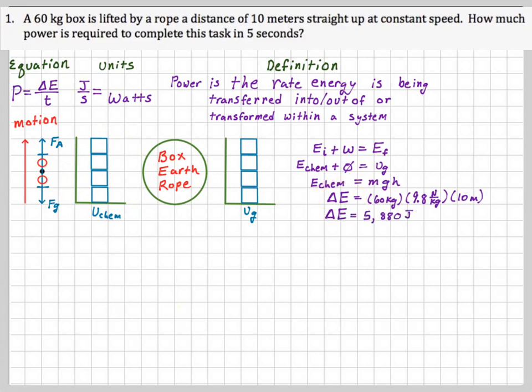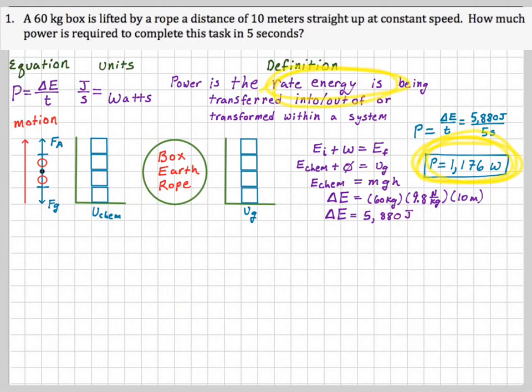Our change in energy, our transformation of energy, is 5,880 joules. We can jump into our power equation, which is change in energy over time. So 5,880 joules over 5 seconds gives us 1,176 watts. So every second, this means it's a rate. Remember, it's a rate that energy is being transferred. So every second, 1,176 joules are being transformed, I should say, from chemical energy into UG.